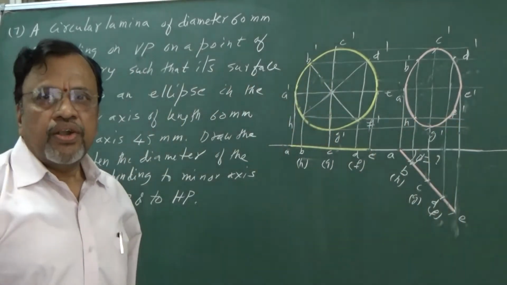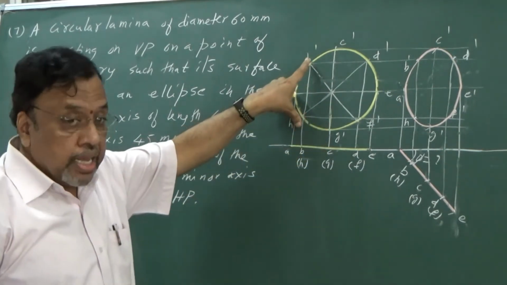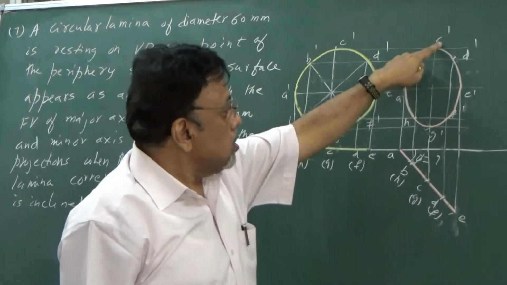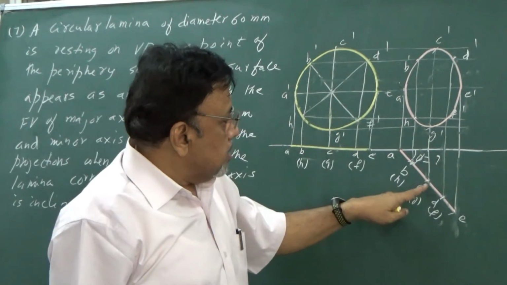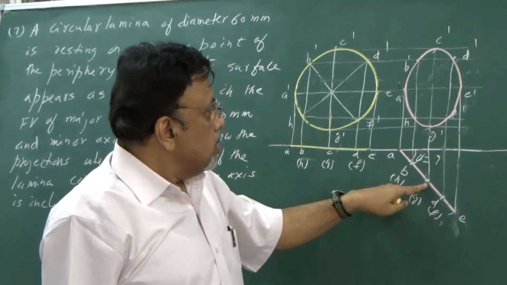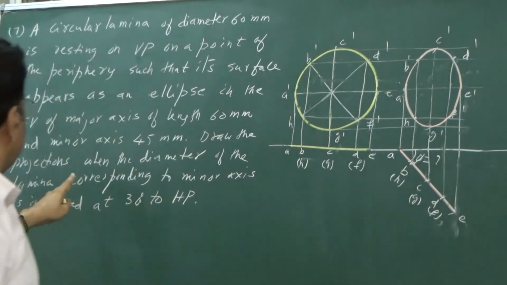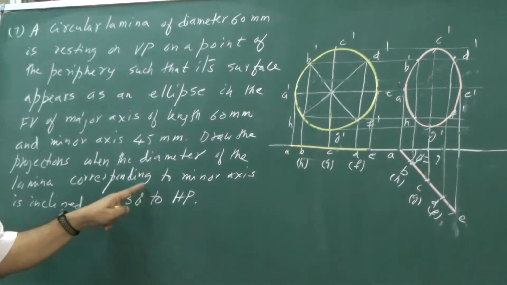Is it okay? Now we can see the front view, which is a circular lamina, is seen as an ellipse of what dimensions? Of 60 and 45. Okay. Now anyway, here it is CG. CG is what? It is a minor axis. So now it is given in the problem. Anyway, this is the second stage. What is the third stage? Now we need to satisfy this inclination.